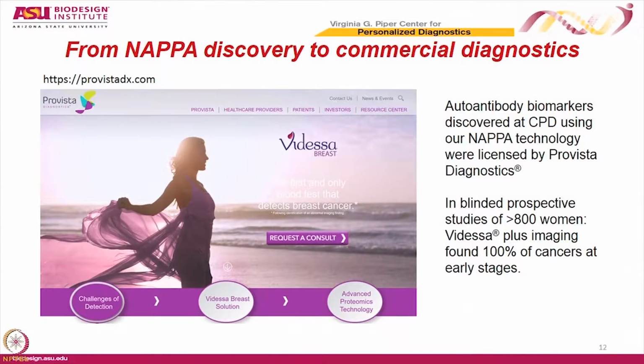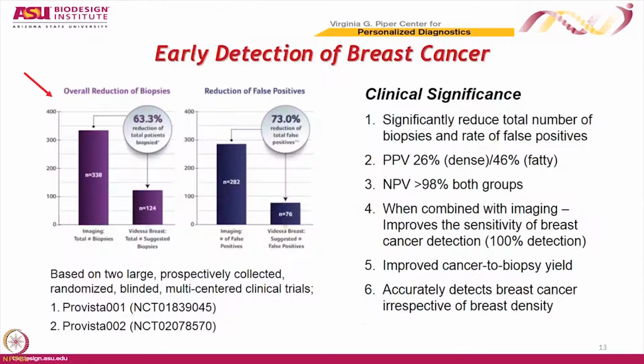And this has now been through a couple of clinical trials. I think I mentioned that earlier. You can see that in this clinical trial and this clinical trial, they've reduced false positives dramatically, while at the same time detecting all of the cancers. So the combination of the marker plus mammography found every single cancer, and at the same time reduced a lot of biopsies in women who didn't need it.